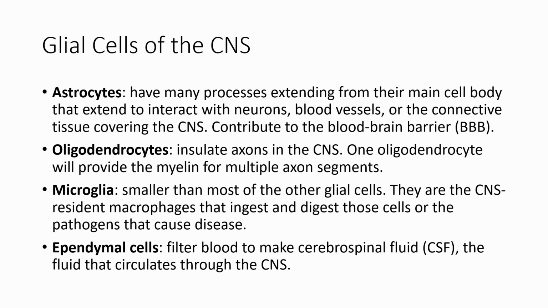The oligodendrocytes, we saw those guys before, and they were producing the myelin sheath, so their job is to insulate the axons. And then the microglia, they're called micro because they're smaller than even the other glial cells, so they're really little. These guys are macrophages that will basically get rid of any cells like pathogens that could cause disease, anything that's not supposed to be hanging out there, right? And then lastly, the ependymal cells, these will help filter out blood. They're going to actually make cerebrospinal fluid, or CSF, which is a fluid that circulates throughout the central nervous system.